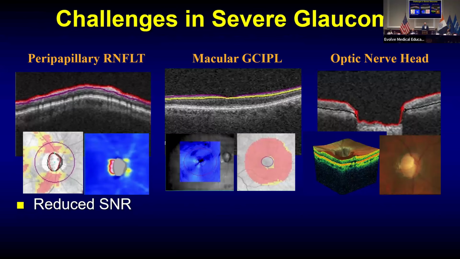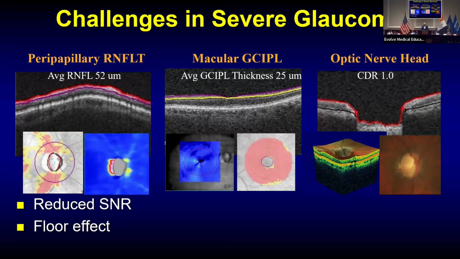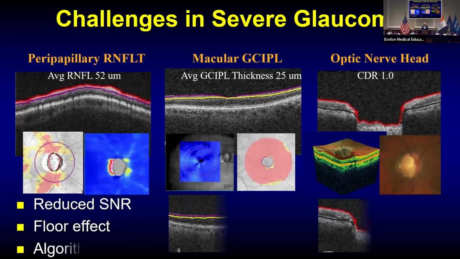You have to be careful, not only for the presence of artifact, but in eyes with very severe damage, it's very difficult to interpret changes over time. We're all very familiar with the fact that there's a measurement floor when looking at the visual field. There's a measurement floor when interpreting these scans, and once the average RNFL reaches about 50 microns, or the macular average thickness is about 25 microns, we've reached the floor of the ability to detect further change if you're using these average parameters, and you have to be much more focused on small, subtle focal changes rather than large average changes.